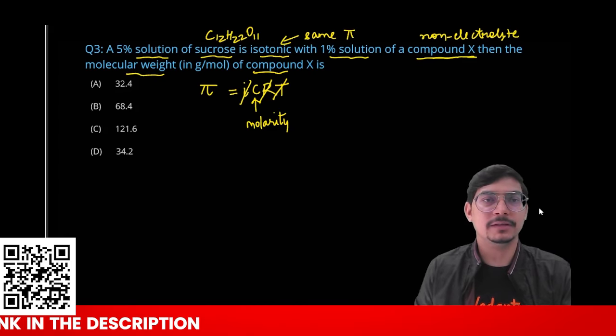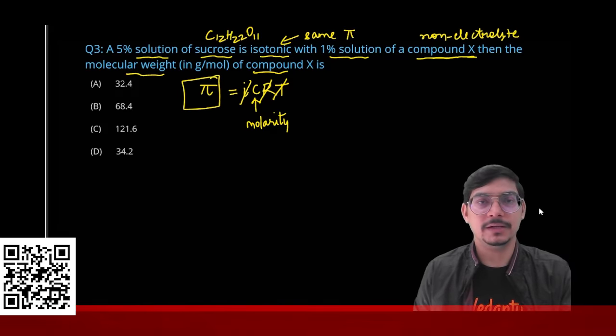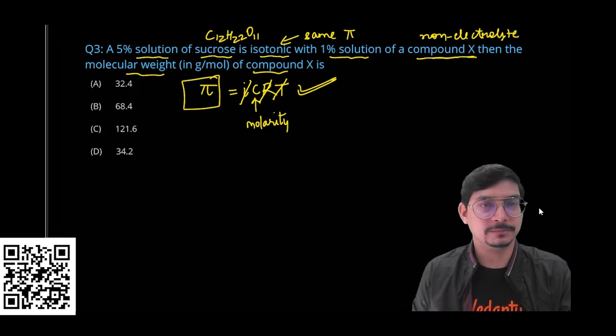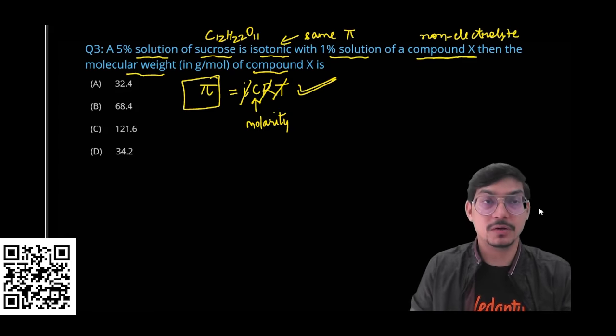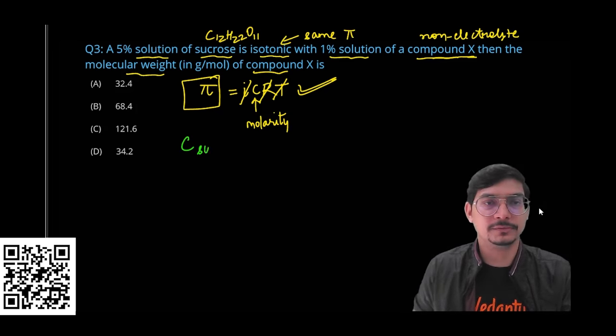So we can say that if for two solutions the osmotic pressures are the same, then the right-hand side of the equation should also be the same. Now i is 1, and R and T will already be the same. So it is the molar concentration that has to be equal, which means that the concentration of the sucrose would be equal to the concentration of the compound X.